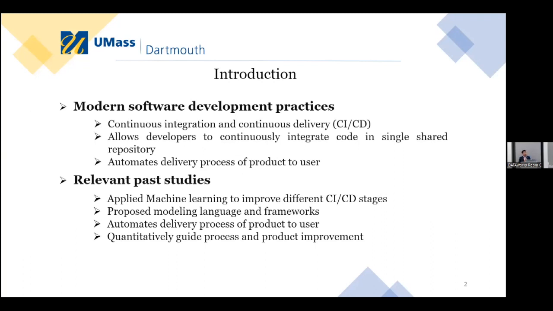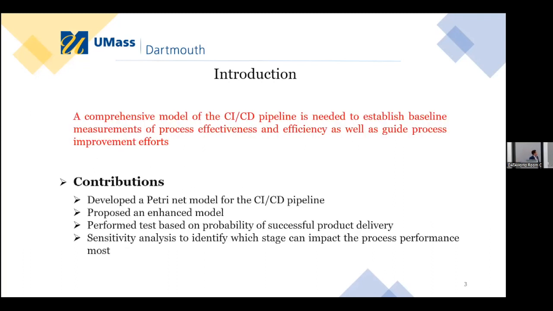DevOps is the combination of software development and operations, while CI/CD forms the backbone of DevOps operation. CI/CD helps the developer to continuously integrate code in a single shared repository. It also automates the delivery process. Past studies use different kinds of machine learning technology, AI, tools, frameworks, and models to improve different testing stages to make them automated. But none of them provide direct insight into how a comprehensive model of a CI/CD pipeline can help us analyze the overall process performance.